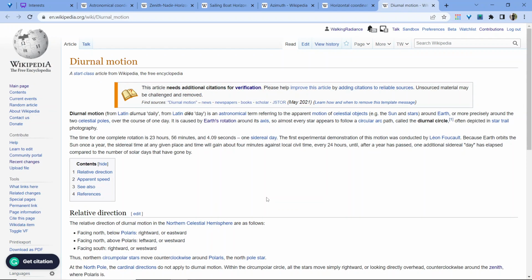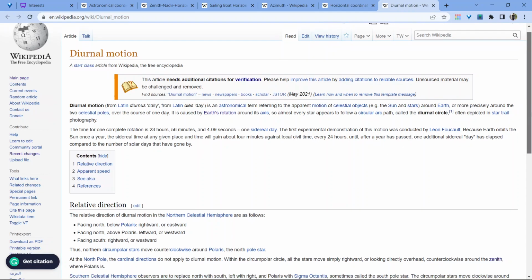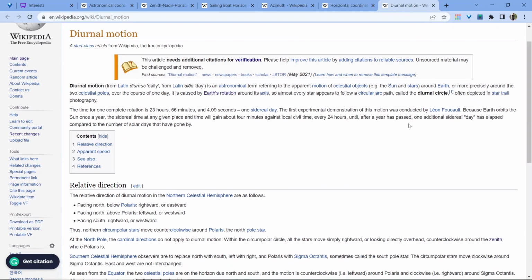Diurnal motion is an astronomical term referring to the apparent motion of celestial objects, the sun and the stars, around the Earth, or more precisely around the two celestial poles over the course of one day. It is caused by Earth's rotation around its axis, so almost every star appears to follow a circular arc path called the diurnal circle, often depicted in star trail photography. The time for one complete rotation is 23 hours, 56 minutes, and 4.09 seconds, one sidereal day. The first experimental demonstration of this motion was conducted by Léon Foucault.